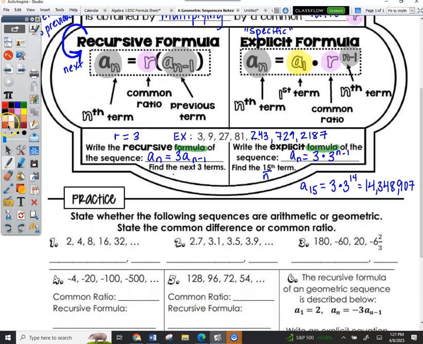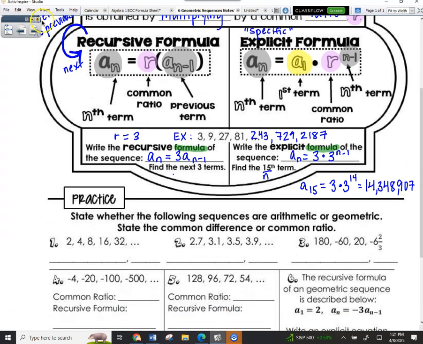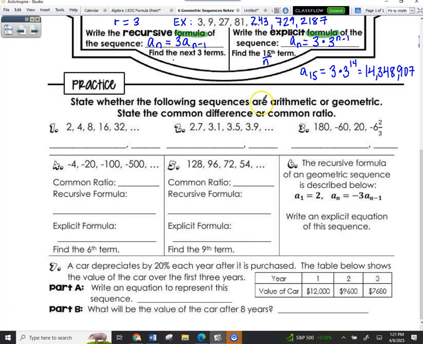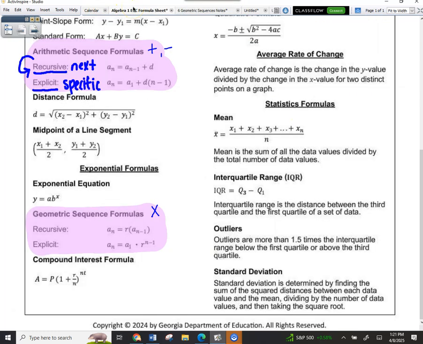All right, I've taught you everything you need to know. Now let's dive into the practice. I would like you to look at 1 through 3. State whether the following sequences are arithmetic or geometric, and then tell me the ratio or the difference. Here's where you should be problem solvers. It says, tell me the common difference or common ratio. Look at your formula sheet. Which one has a common difference?